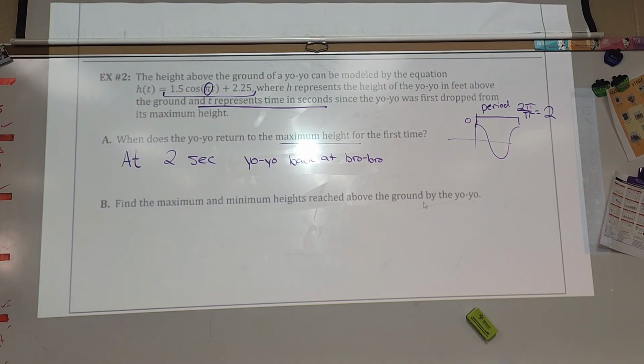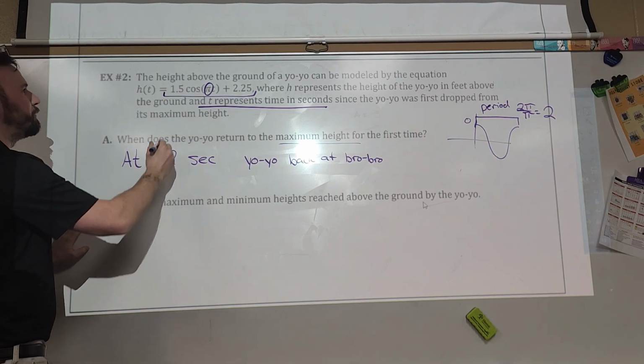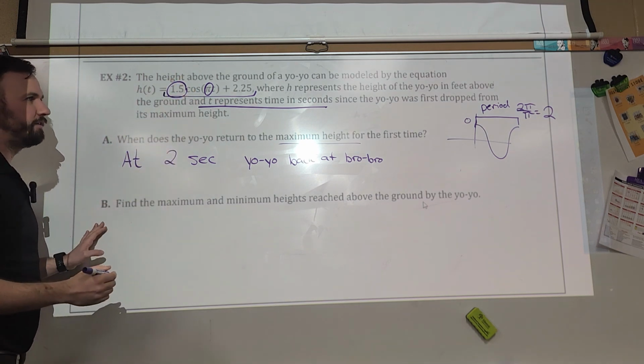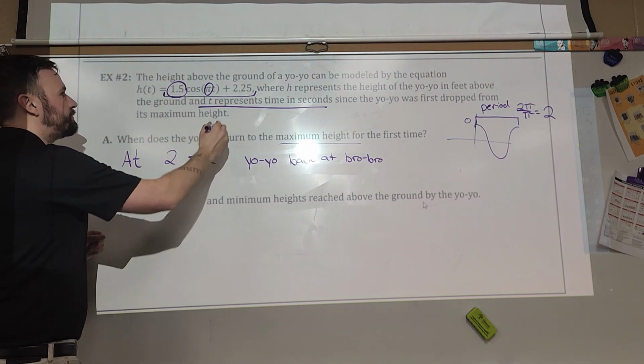All right, so what is the max and min heights? What's my amplitude? 1.5, right? What's my midline?